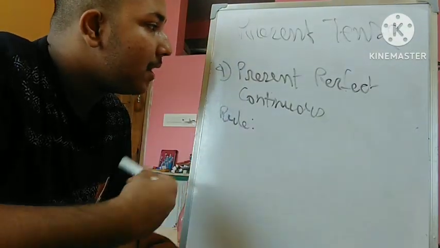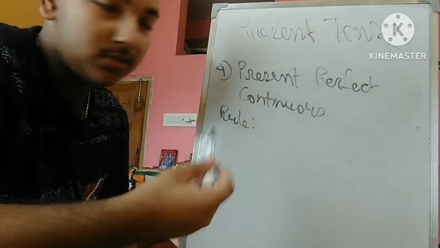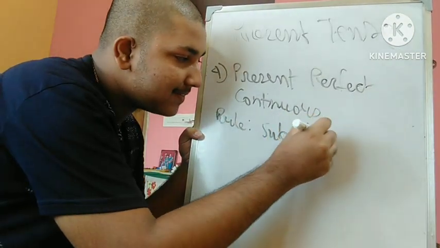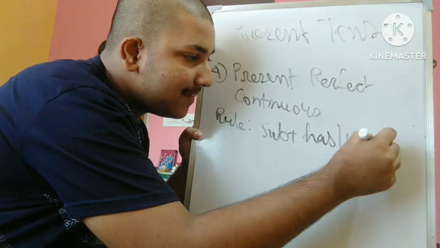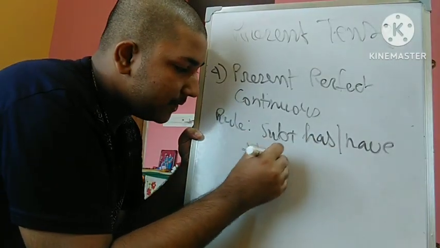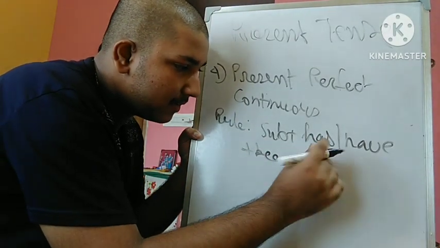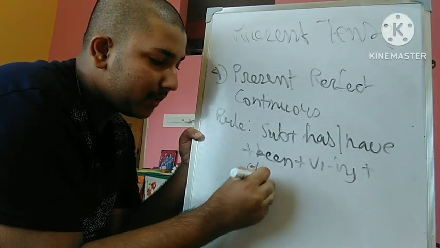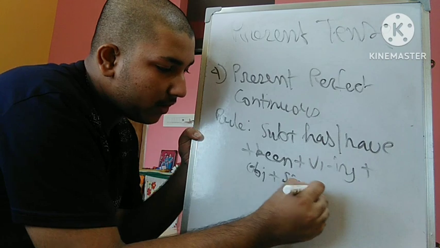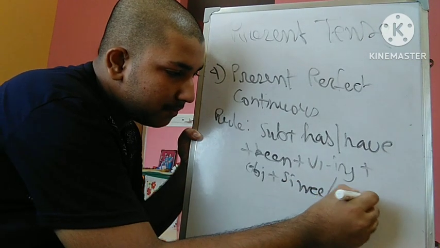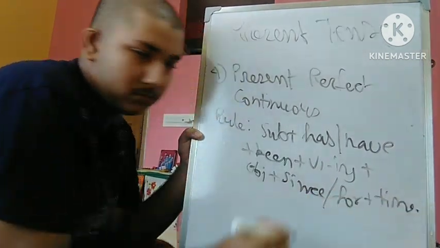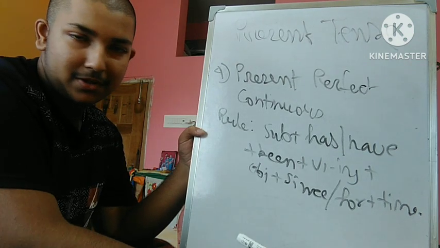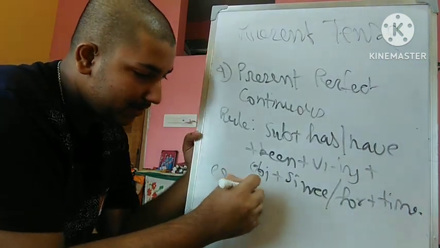So now we have present perfect continuous. What's the rule of it? Its rule is subject plus has/have plus been plus v1 ing plus object plus since/for plus time. Very big, I know that, but you have to remember this. Let us take an example.